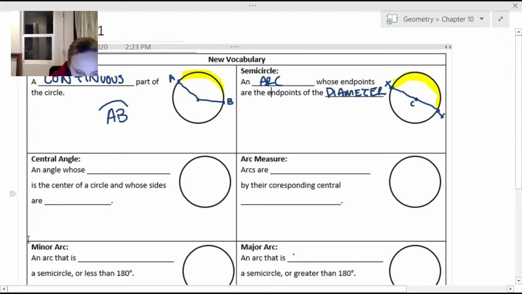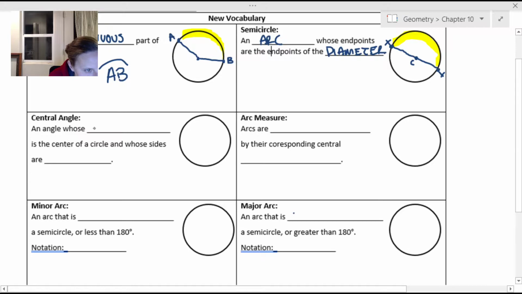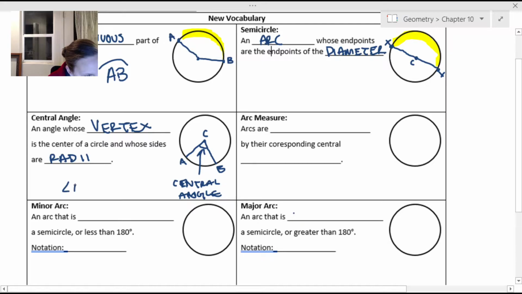A central angle is an angle whose vertex is the center of a circle and whose sides are radii. I don't know if I'm making up that word or not. Radii, the plural of radius. Okay, so if this was C, we would have A and B. This angle right here is a central angle. I can spell angle. So that would be angle ACB, with C being the vertex. It's the middle.